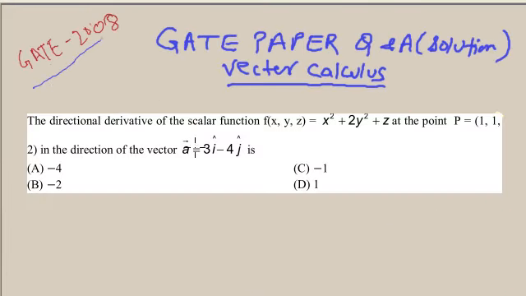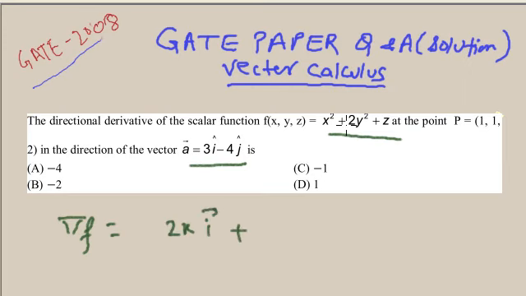This is another question. You are required to find out the directional derivative in the direction of this. I have explained this already in my previous video. To calculate the directional derivative, you first find del f. So del f is: differentiate with respect to x, that is 2x i, plus differentiate with respect to y, that is 4y j, and differentiate with respect to z, you will get 1 k.